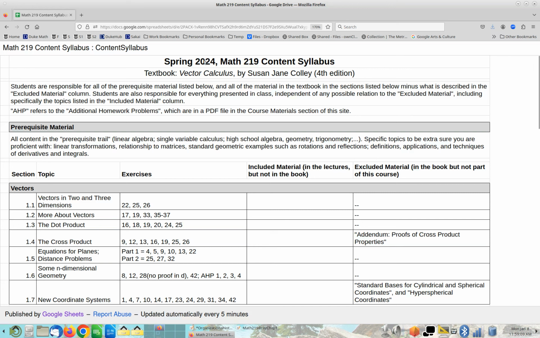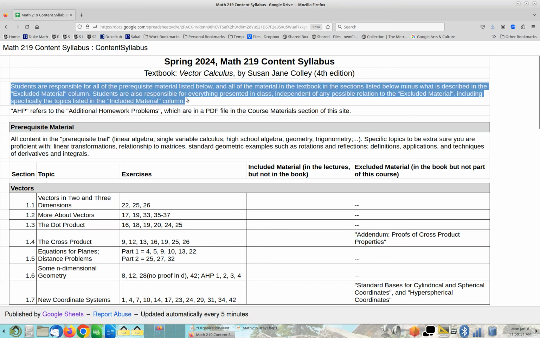Anyway, content syllabus right here. Click on Content Syllabus. This shows everything concerning course content for this course. You see Spring 2024, Math 219. You see the textbook listing. By the way, I really like this textbook. This is an excellent book. No book is perfect, I have a couple of little quibbles, but by and large, it's an excellent book on the subject.